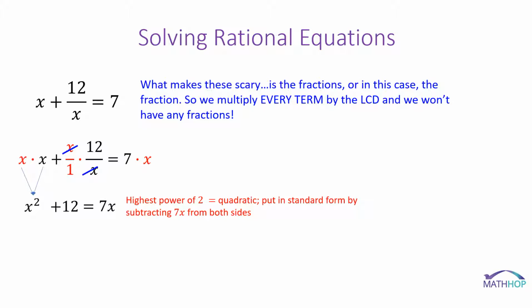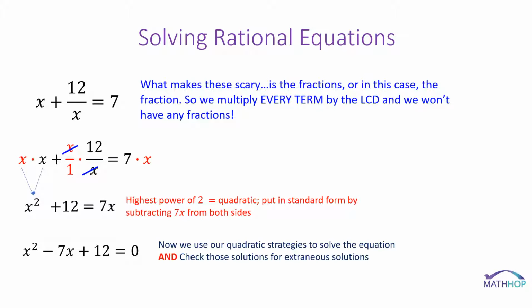Quadratic functions really never go away. Once you learn them, they keep coming back again and again. So we're going to subtract 7x from both sides of this equation to put it in standard form. Remember, ax squared plus bx plus c equals 0. So x squared minus 7x plus 12 equals 0. Now we have a quadratic. We could just solve this like we've solved every other quadratic, but once we do, check for extraneous solutions.